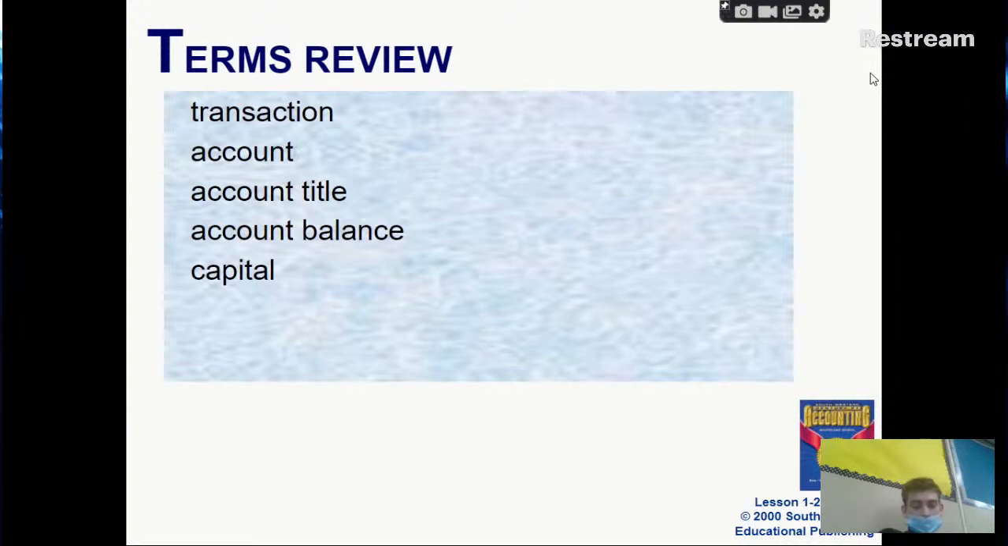like the name of the specific account titles would be those, right? The accounts are the topics. So like cash is an account, and the account title is named cash, right? The account balance, the money in the account. Each time you make a transaction, you have a new account balance, right? That makes sense?